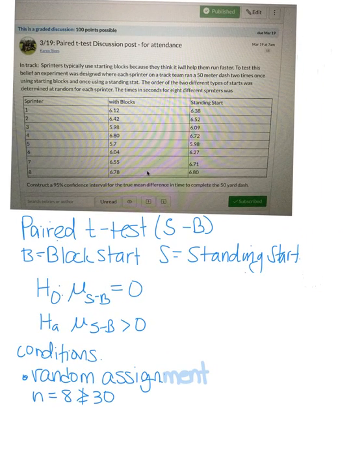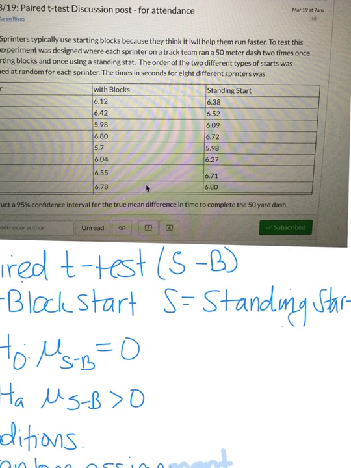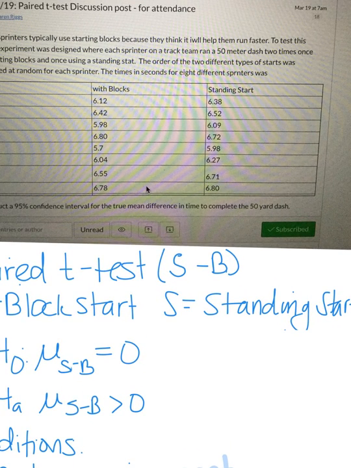So before we do that, we should go ahead and put these in our calculator and get the differences. So I'm going to pause this, you do so as well, and put your standing start in list 1 and your blocks in list 2. So you want to make sure you do this in list 1 and this in list 2, and then we'll come back.